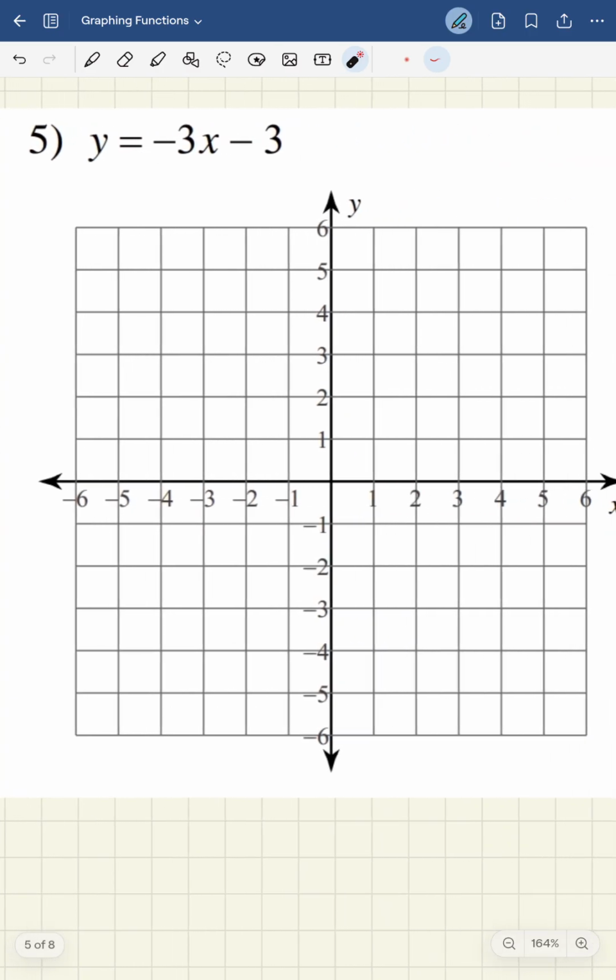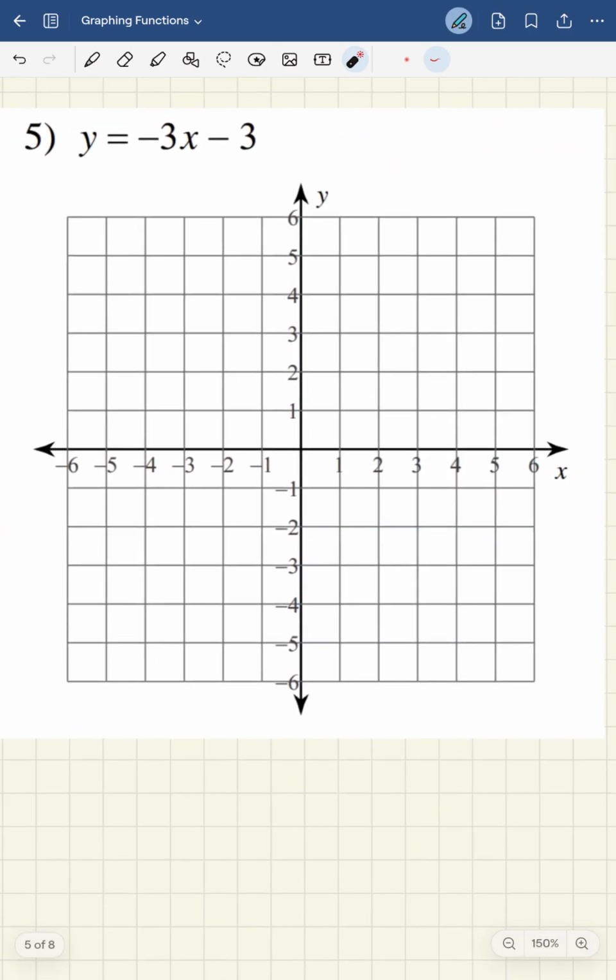Okay, here's another one. -3x minus 3. So here, what's the b? b is -3. So right down here, -3. That's where I start. So b is -3. And now my slope is also -3. So that's right over here.